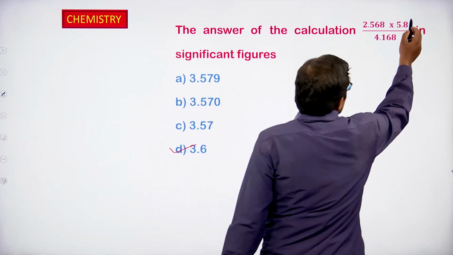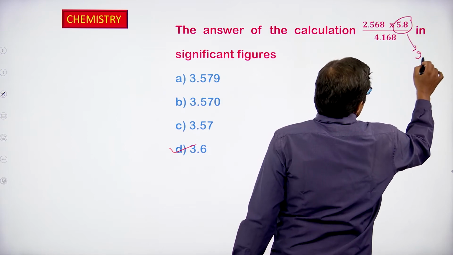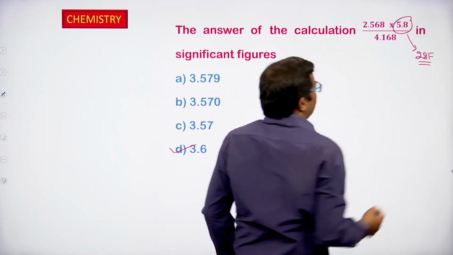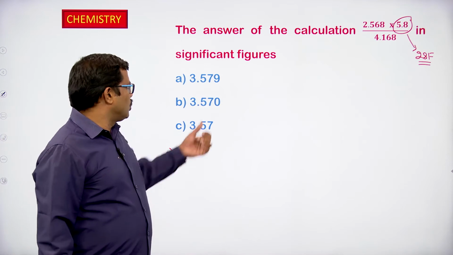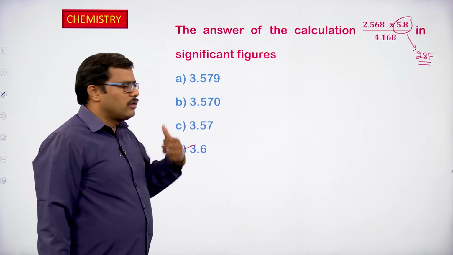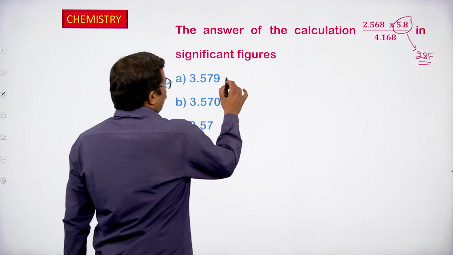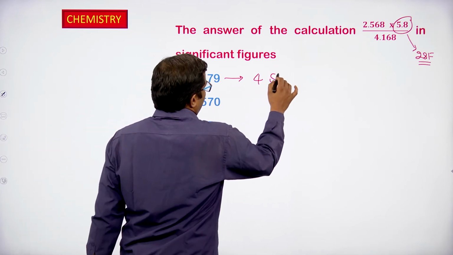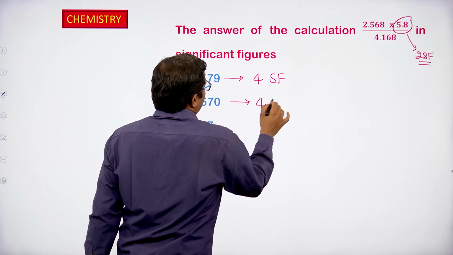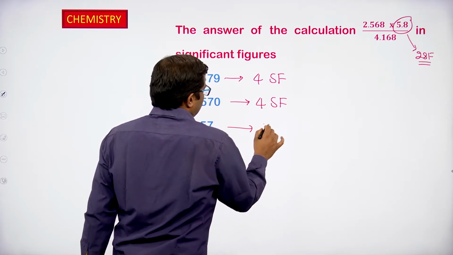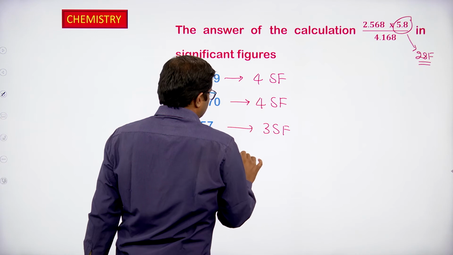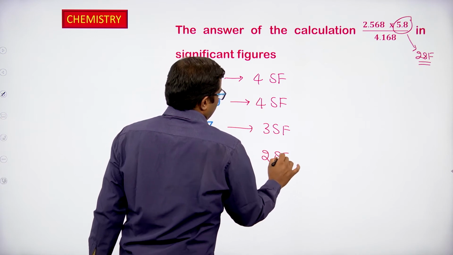So, here 5.8 has only 2 significant figures. So, our answer should also contain 2 significant figures. So, among the given options, if we observe, D is the option which contains only 2 significant figures. Here we have 4 significant figures. And here we have 4 significant figures, here we have 3 significant figures, and this is the answer in which we have 2 significant figures.